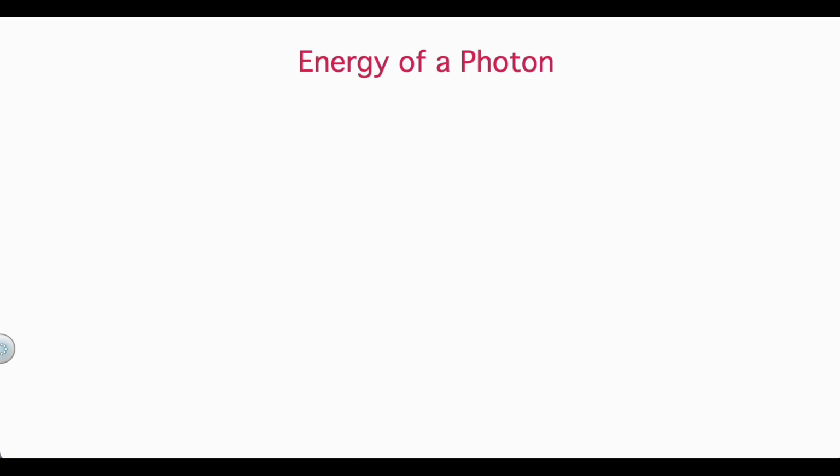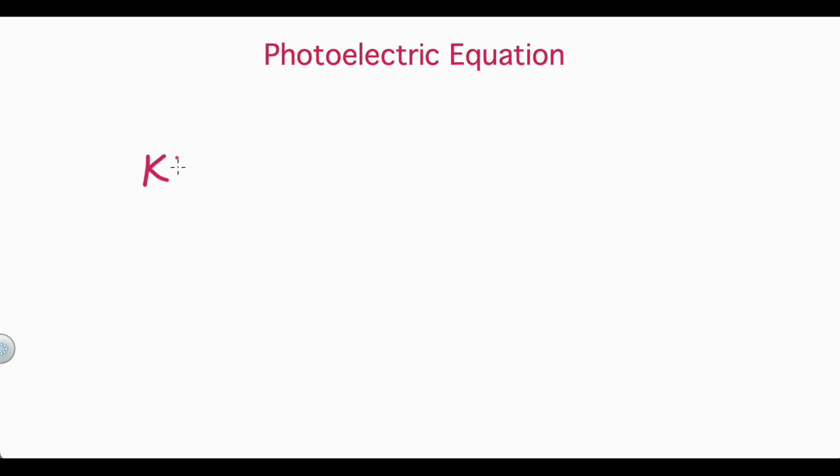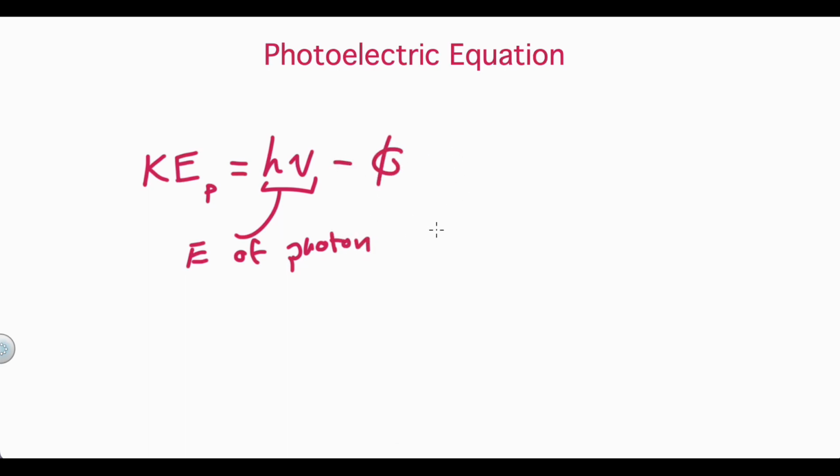Now, what is the actual photoelectric equation? Again, nothing complicated. I like to write it this way. There are multiple ways to write it, and I'll show you later, but this is how I write it. I do kinetic energy of an electron equals hv, the energy of a photon, minus the work function.